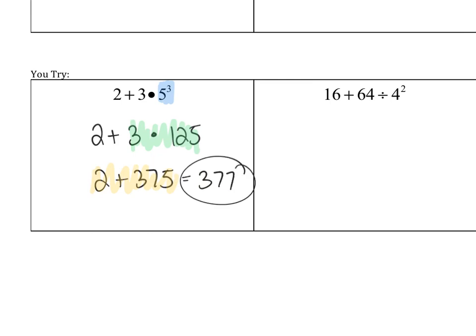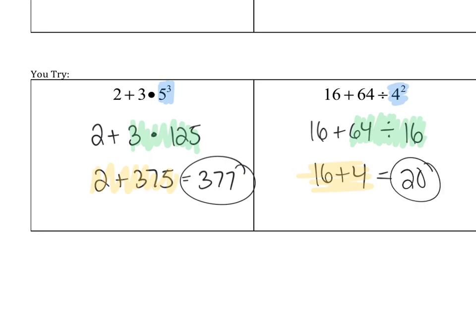Again, in the next one, there are no sets of parentheses, but there are exponents, so we're going to do that part first. 4 to the second power, also known as 4 squared. So you have 16 plus 64 divided by 16. 4 times 4 is 16. Then we look at the multiplication or division pieces, and there's only one of those. 64 divided by 16 is 4. So we're going to write 16 plus 4, and then the last step is just your adding, and 16 plus 4 is 20. So our final answer there is 20.